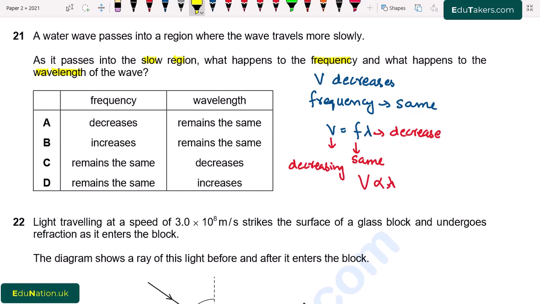Option A, decreases, remains the same. B, increases, remains the same. C, remains the same, decreases. So here option C is correct.